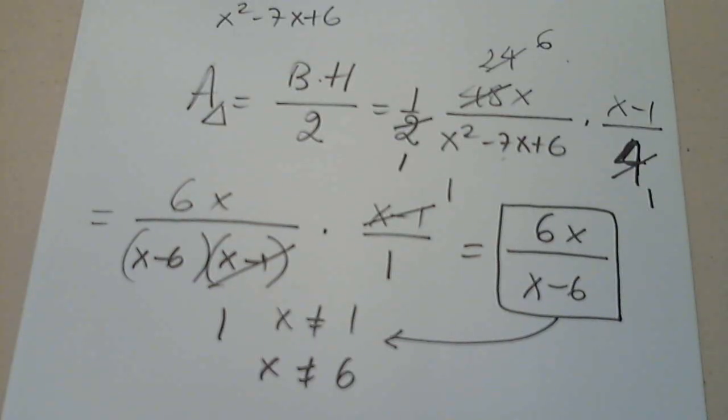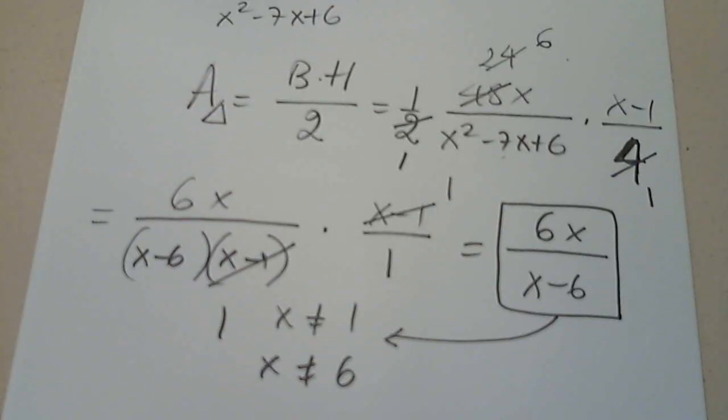Any questions on evaluating, simplifying, multiplying, and dividing rational expressions? Any questions on why we state restrictions? Any questions on how to determine when a rational expression is undefined? Okay. Moving on to the next step.